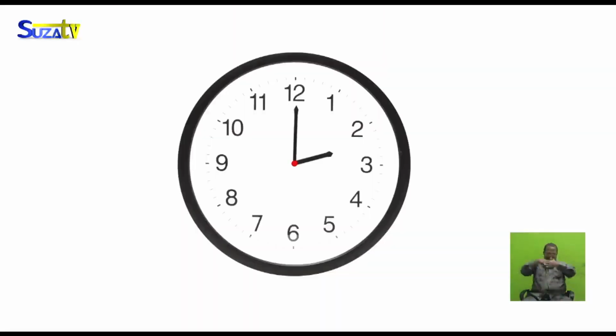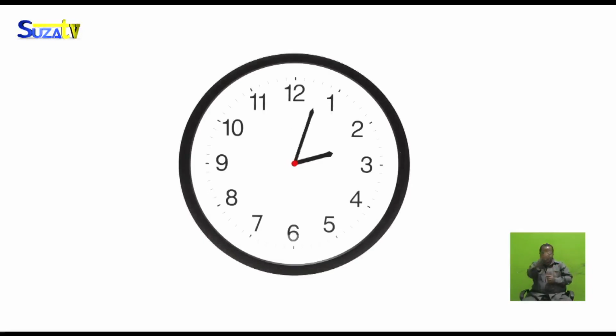Can you tell me what they are inside the timepiece? What are they? Yes, digits. Can you read these digits? They are 12 digits. Have you seen this? 1, 2, 3, 4, 5, 6, 7, 8, 9, 10, 11, 12. Very good. They are 12 digits in the face of the clock.